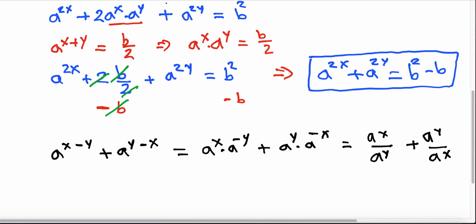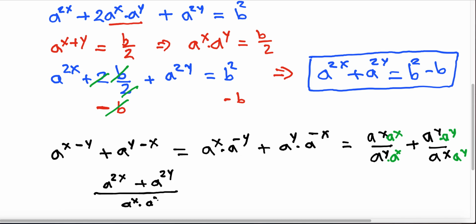But now if I want to make the same denominator, I'm going to multiply this one by a^x over a^x, and this one by a^y over a^y. And as we see here, we have the same denominator. Because I have the same denominator, I can write this in this form. I'm just distributing: a^x times a^x is a^(2x), plus a^y times a^y is a^(2y). On the other hand, the denominator is the same: a^y times a^x equals a^x times a^y.